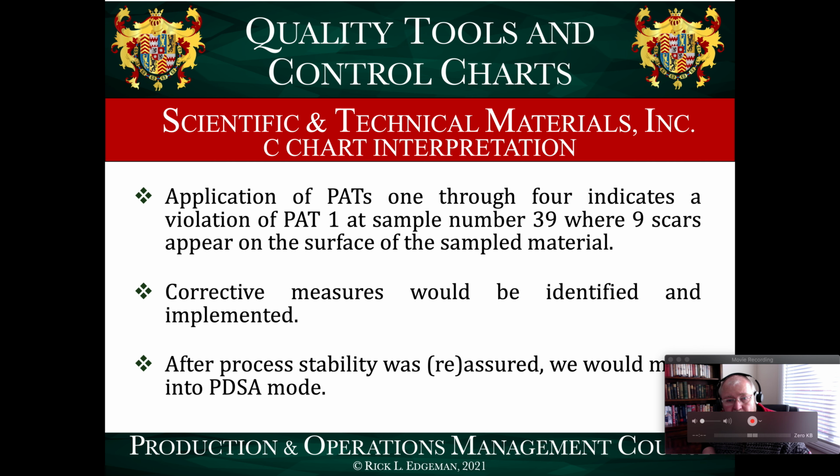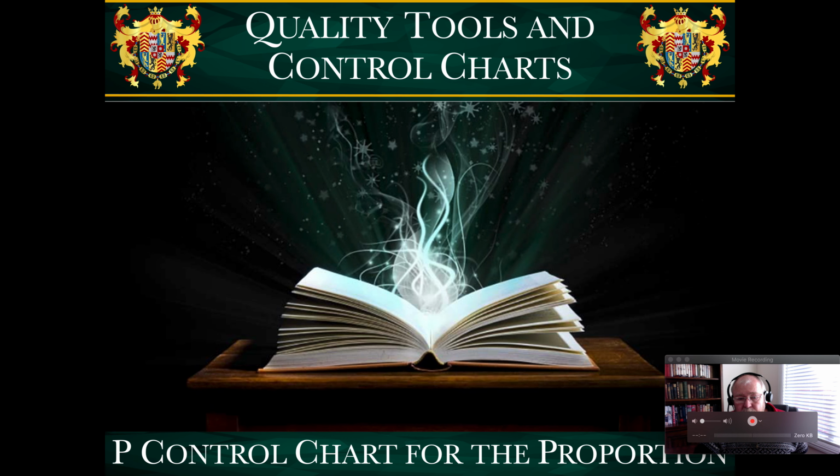How about pattern 3? 6 consecutive points rising. Nope. That's an increase in scars. 6 consecutive points declining. That would be a possibility, the process speaking to you to tell you that whatever change you made is working. So pattern 2 and pattern 3 both have potential. Pattern 4, 14 points alternating, never has that potential. So that's what you would have as a possibility.